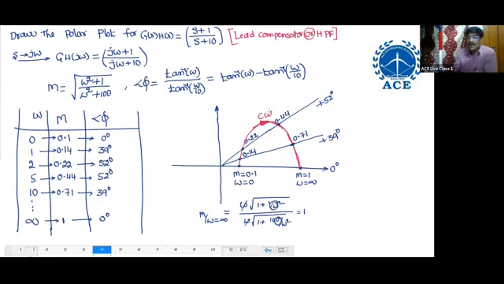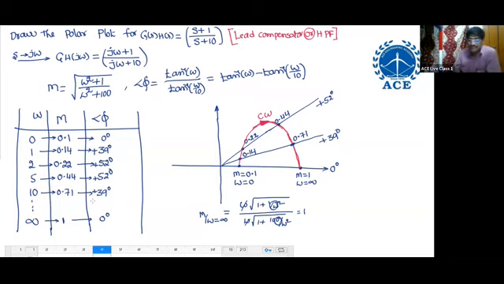This is the polar plot for the lead compensator, or high pass filter. Why is it called a high pass filter? As the frequency increases, the magnitude increases: 0.1 at the start and 1 at infinity. That's why it is called a high pass filter. Why is it called a lead compensator? Because it is giving a positive angle. Positive angles mean it is a lead compensator.